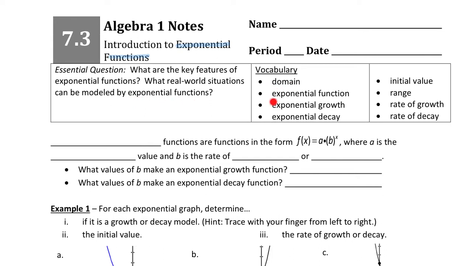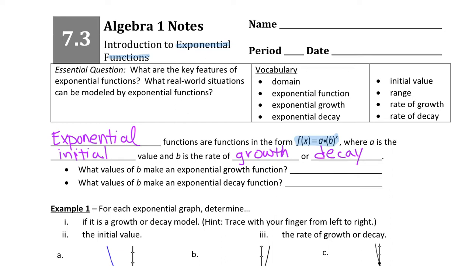New vocabulary terms, we're going to go back to domain. You should be familiar. Exponential function, exponential growth, decay, the initial value, the range, the rate of growth, and the rate of decay. Let's get into some definitions. Exponential functions are functions in this form here. So f of x equals a times b raised to some power, where a is the initial value and b is the rate of growth or decay.